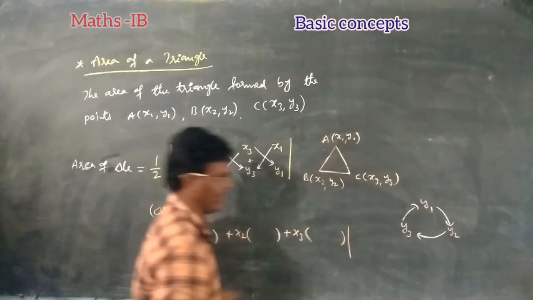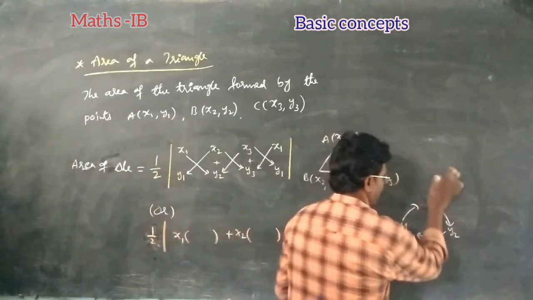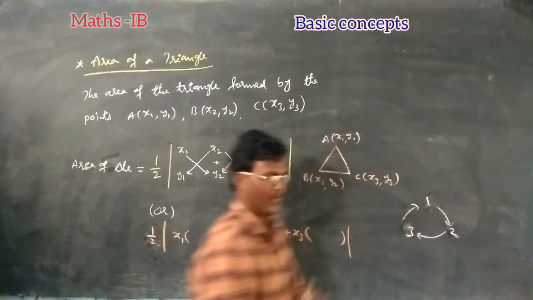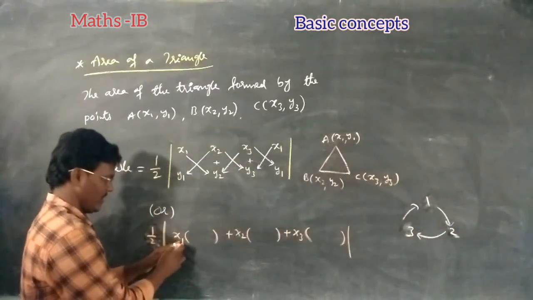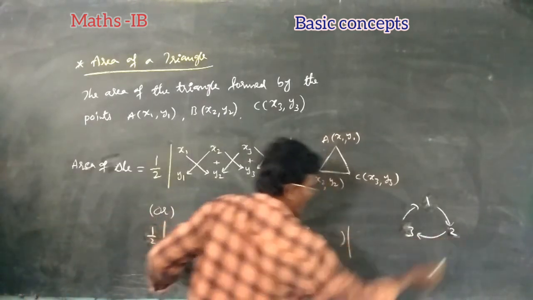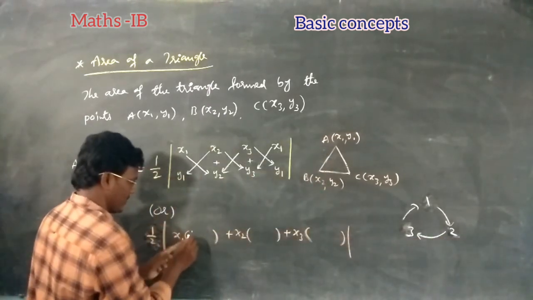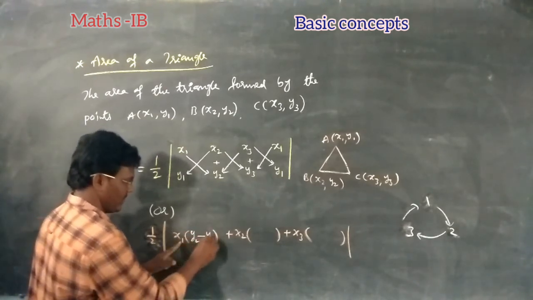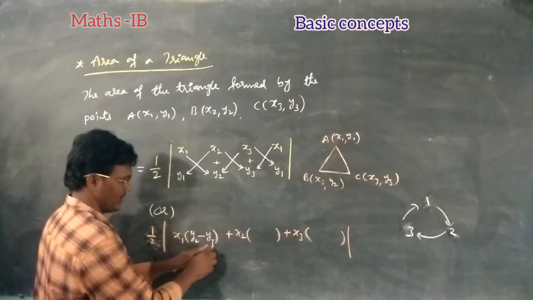Sorry, I have to take 1 2 3. Okay, 1 2 3, simple. Which is the complete here? 1. After 1 we get 2. 2 means we have to take the y coordinates here. That is y2 minus y3. 1 2 3.